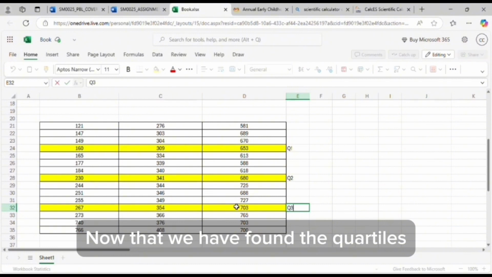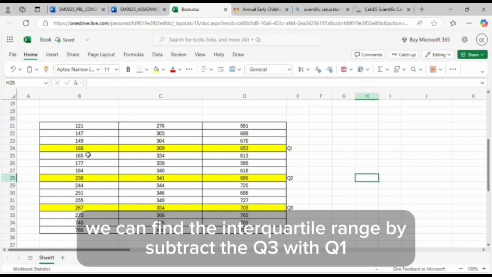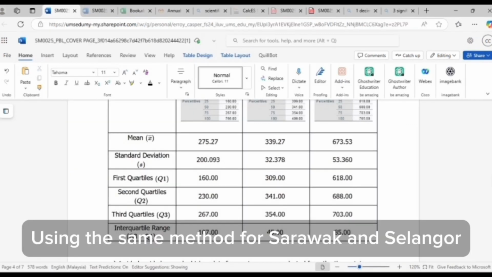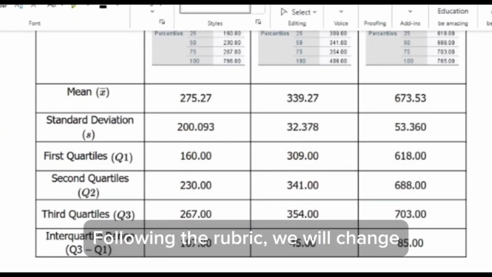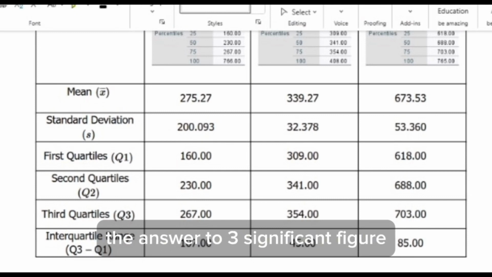Now that we have found the quartiles, we can find the interquartile range by subtracting Q1 from Q3. Using the same method for Sarawak and Selangor, this is what we get. Following the rubric, we will change the answer to 3 significant figures.